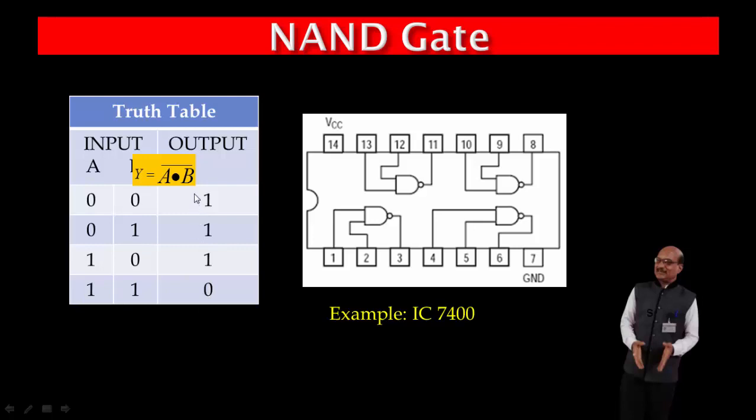So if you compare this output with the output of AND, you find that this is the complement or opposite state of the output of the AND gate. Now the example of this NAND gate is IC 7400. In this IC again we have 4 gates available. So we call this IC 7400 a quad 2 input NAND gate.